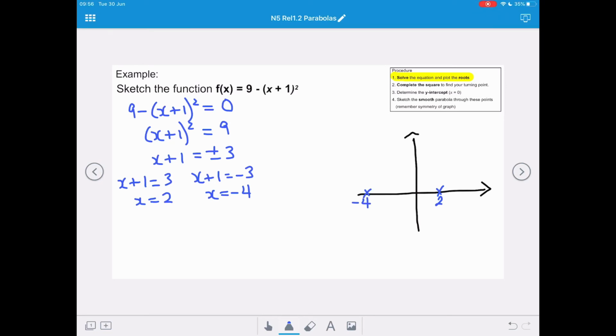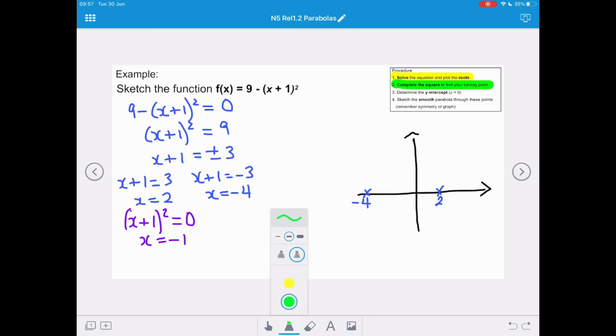Now we've already got our equation in completed square format, so we can work out what the turning point is. We need to equate that (x plus 1) all squared bracket to 0 to work out what the maximum value of our function is going to be. So if we say that (x plus 1) all squared is equal to 0, then x is going to equal negative 1.